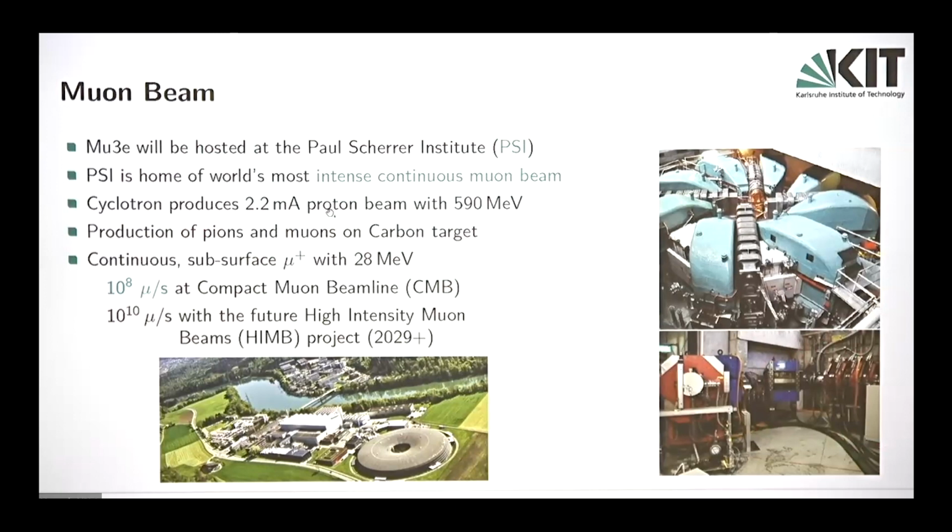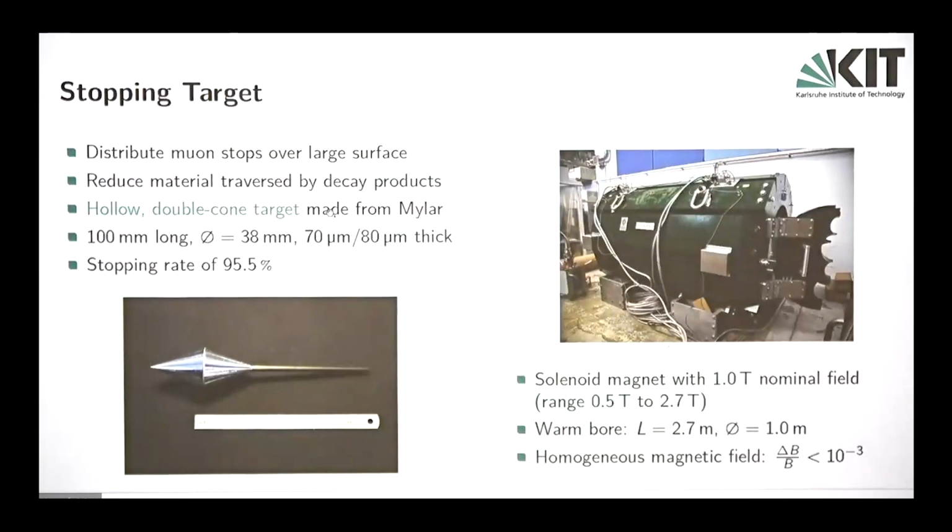And PSI has upgrade plans for the high intensity muon beams project, HIMB, 2029. This is our target. Looks a bit like a lollipop. It's a Mylar target, very thin, some 70, 80 microns thick, 10 centimeters long, 90 millimeter radius. We combine this with an absorber upstream, and then we achieve a stopping rate in the experiment of 95% roughly.